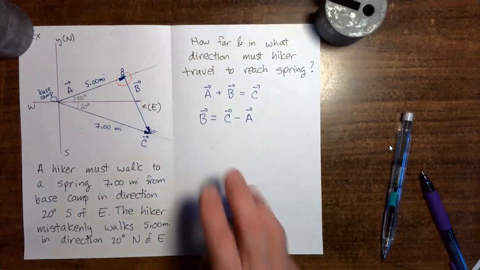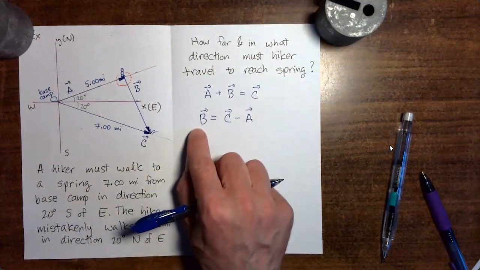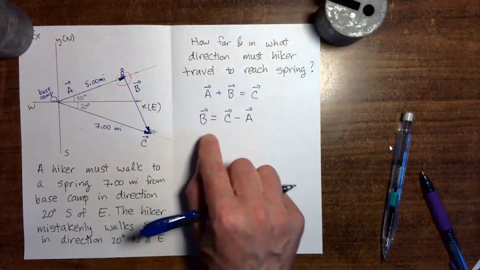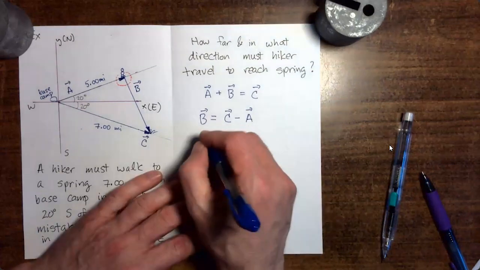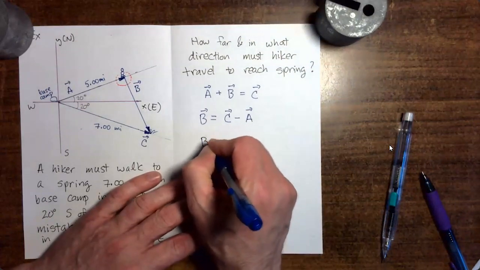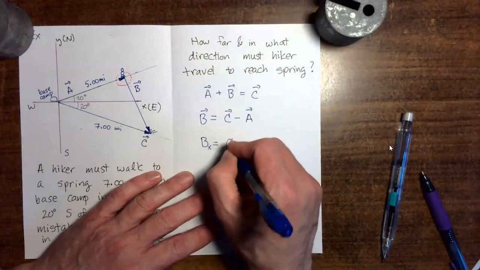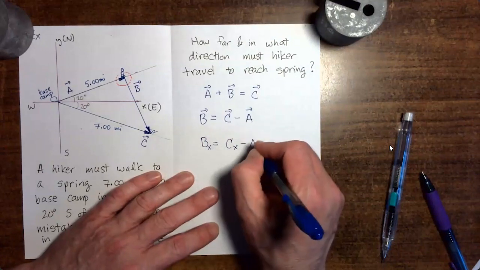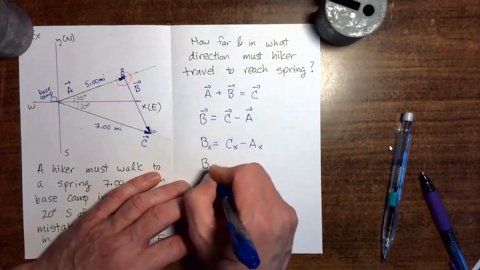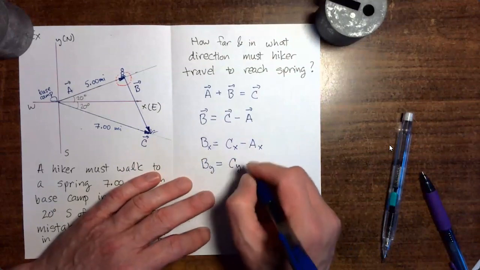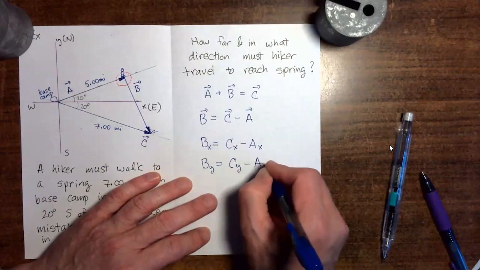All right. So how are we going to solve for vector B? Well, if vector B equals vector C minus vector A, then the x component of vector B equals the x component of C minus the x component of A, and the y component of B equals the y component of C minus the y component of A.